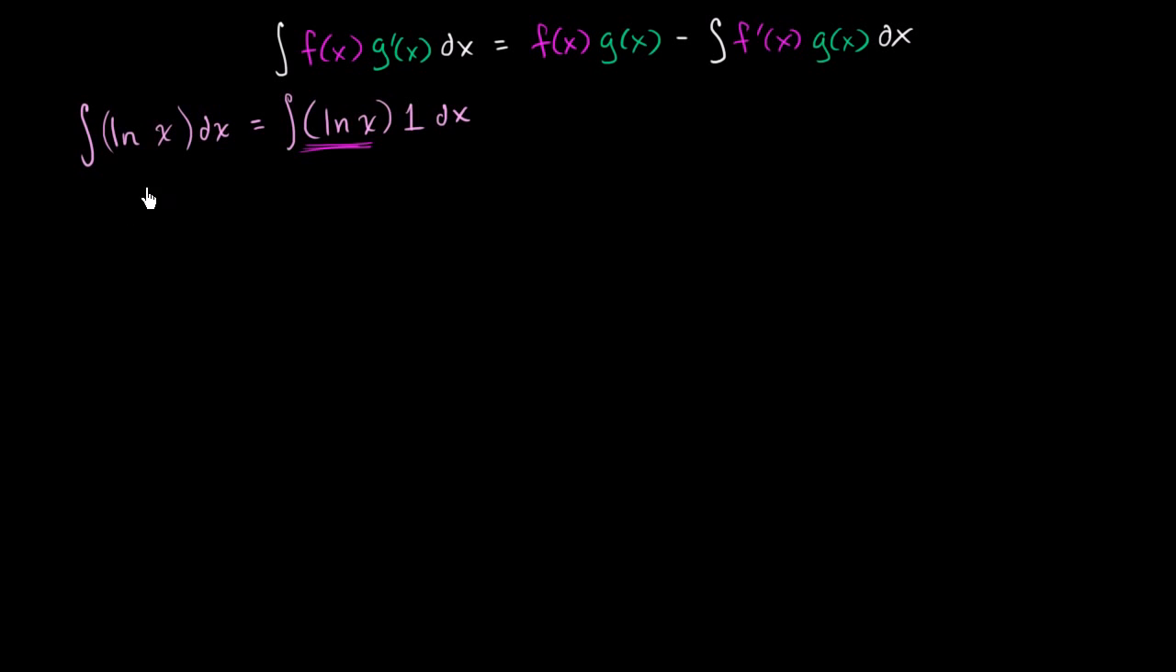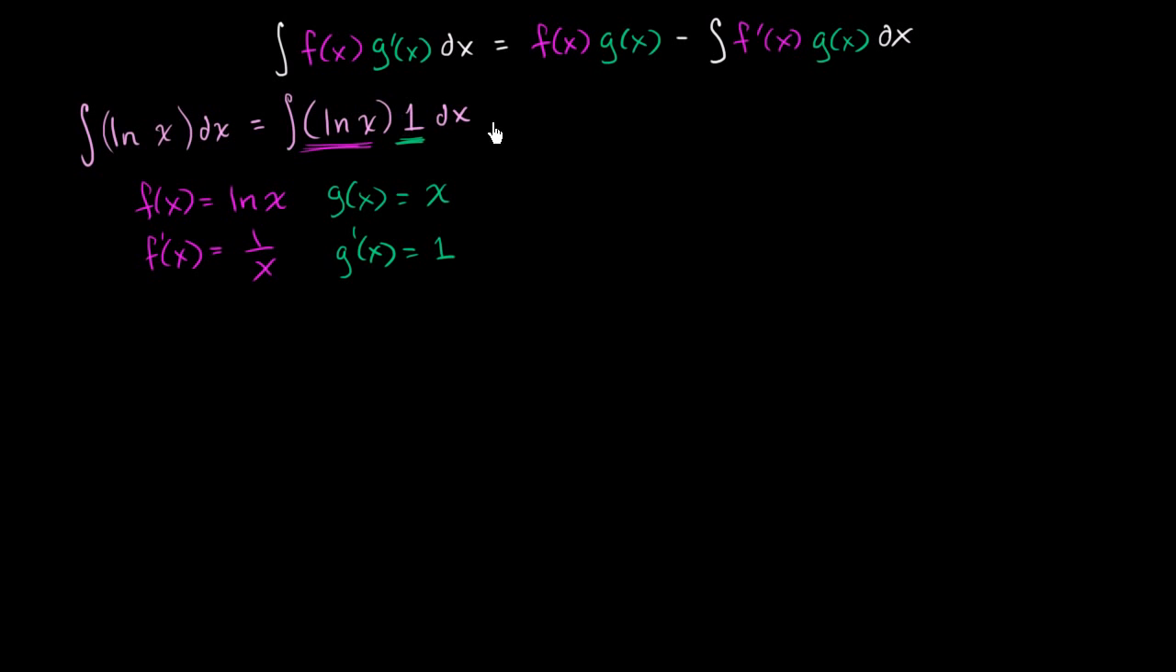Let me write this down. So let's say that f of x is equal to the natural log of x, then f prime of x is equal to 1 over x. And let's set g prime of x is equal to 1. So g prime of x is equal to 1. That means that g of x could be equal to x.